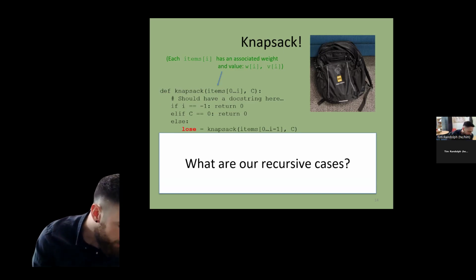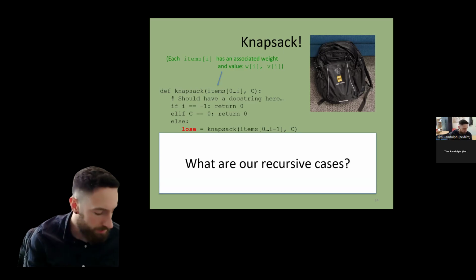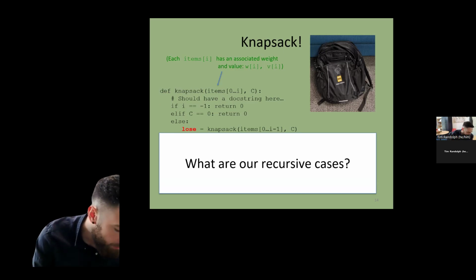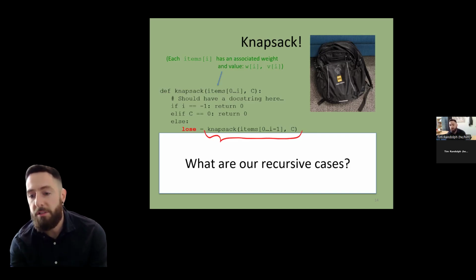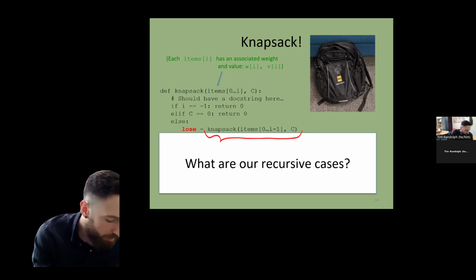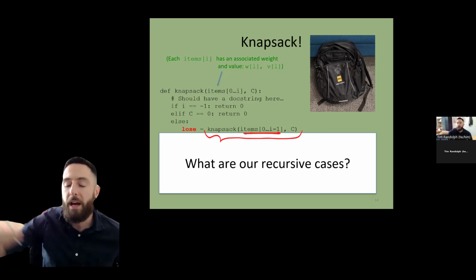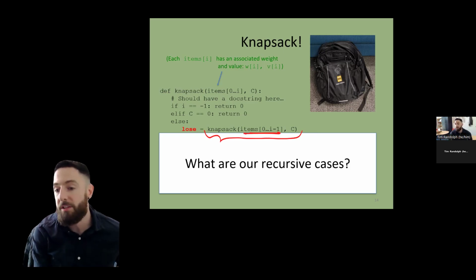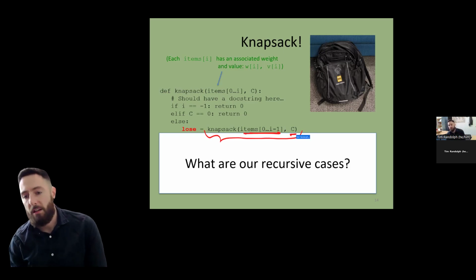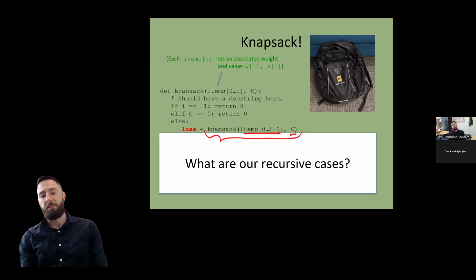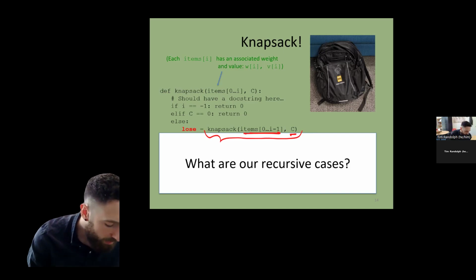So our lose case, and if you want, you can pause after this case too and figure out the use case. Our lose case, if we decide that we are not going to use item number I, then we'll recurse on the array of items with one fewer item. That is, we'll throw away item I. And because we didn't actually use item I, we didn't put it in our backpack, we haven't used any of our capacity. So our capacity left over is the same as it was before. So the best we can do if we lose the item, that's our lose case.